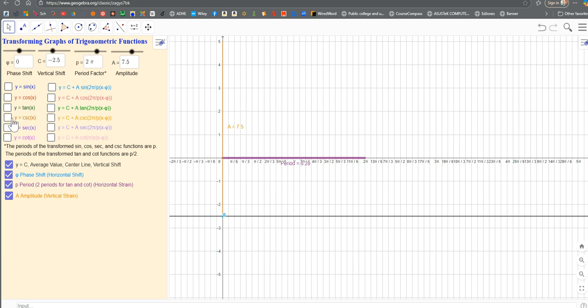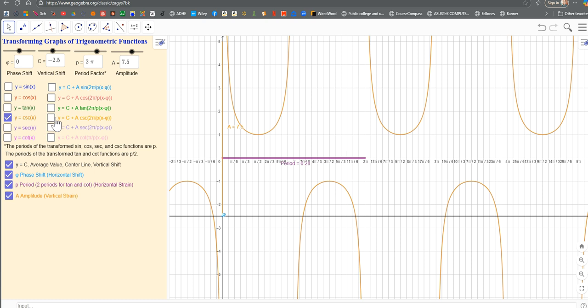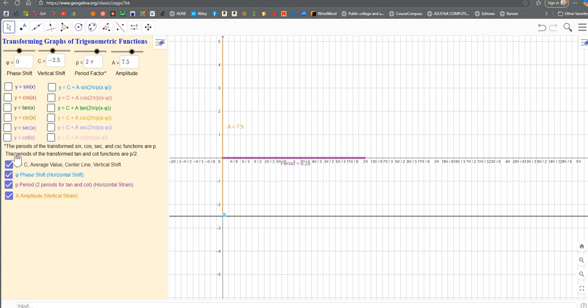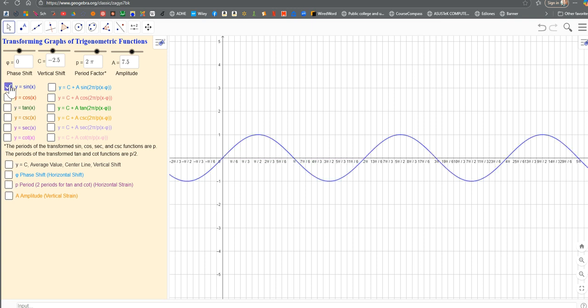Okay. Cosecant. Same kind of thing. Secant as well. And so you can look at different combinations of these things as well. You can turn some of this stuff off if you don't want it there. So there's just a graph of sine and cosine. What's interesting is that sine and cosine are just shifts of each other. If you take the cosine graph and shift it by pi over 2, you'll get the sine graph.